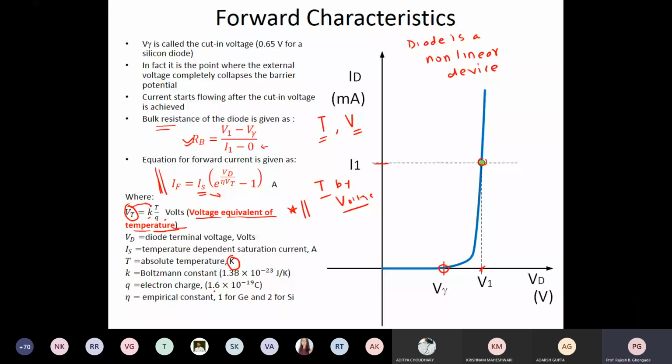Voltage equivalent of temperature. Now let us look at the other parts. Vd is the diode terminal voltage, that is the voltage that you are applying across the junction. Is is the reverse saturation current. We'll talk about it in more detail in the next slide. So given the amount of voltage, given the ambient temperature, we have to be very careful about this because ambient temperature plays an important part. Is is also a constant quantity. So given Vd, given Is and Vt, which is a constant for a particular temperature, I can find out the current flowing through the diode. All right. So this equation is very, very important.